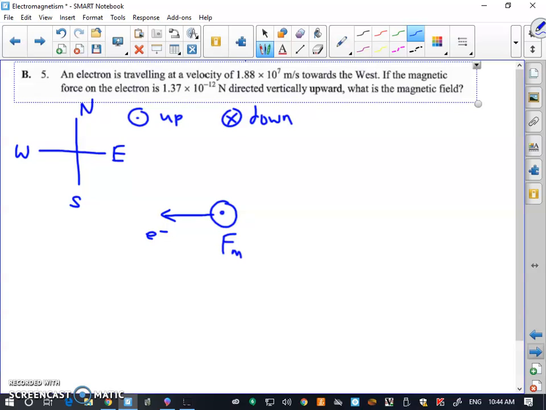Now what I'm going to do is use my third left-hand rule for force. Why my left hand? Because it's an electron moving. So my thumb is going to be pointed towards the left. The force should be out of the page.